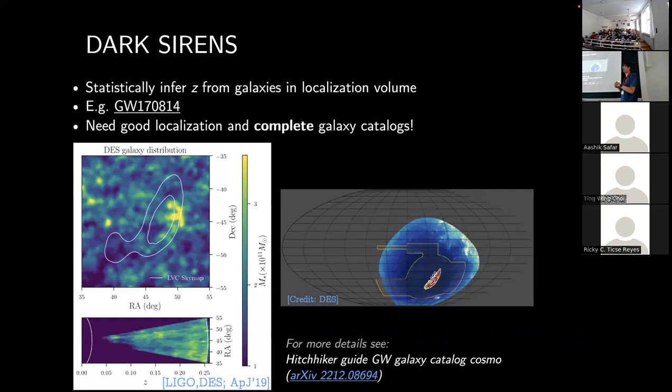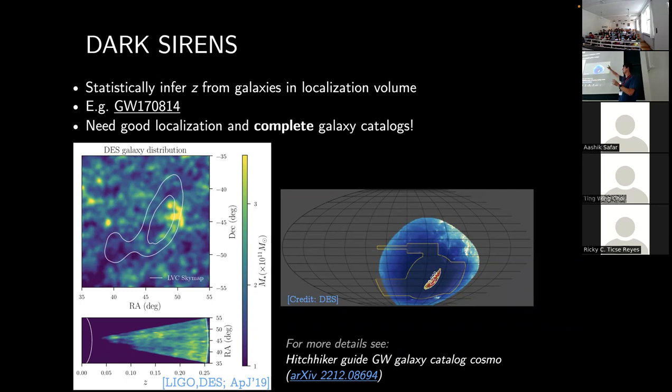And in that way, you can statistically infer the redshift of the source. This is a method that works well when you have good localization. Because imagine if you have a very large region of the sky, you will have millions of galaxies, and then your statistical power is very small. But if you have an event, for example, like 170814, that was relatively well constrained, then there might not be so many galaxies in that catalog, and then you can infer the redshift statistically.